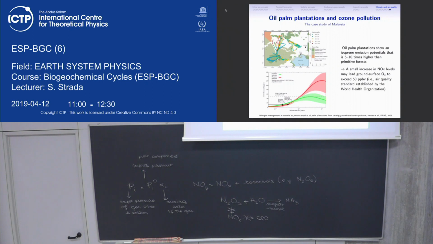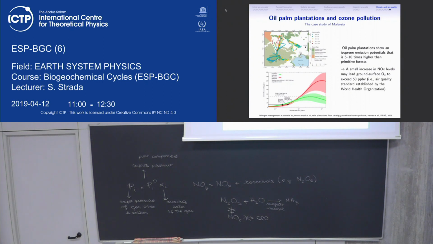So the native forest here is the green area, the native rainforest that exists here in Malaysia, while the white area is the oil palm plantation. And the dots that you see show the mixing ratio of isoprene, that is one of the main compounds in the family of biogenic volatile organic compounds.